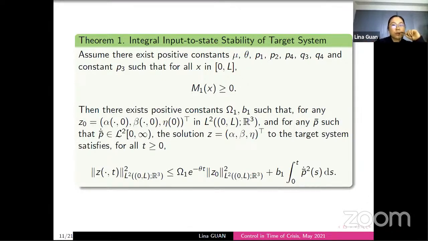First, we use theorem one, we prove the integral input to state stability of the target system. Assume there exist positive constants mu, P1, P2, P4, Q, Q3, Q4, and constant P3, such that for all x in 0, L, M1x is positive. Then there is a positive constant omega 1 such that for any initial condition, and for any disturbance P bar, the solution to the target system satisfies the following inequality for all T.